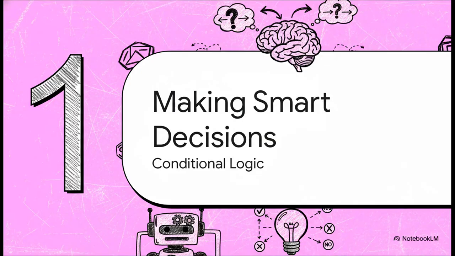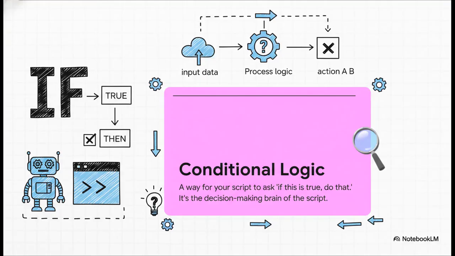So, to build our bot, the first thing we have to do is teach it how to think. We need to give it a brain so it can actually make choices on its own. And that brings us to our very first key concept. The way we do that is with something called conditional logic. It sounds fancy, but it's really as simple as it sounds. You're basically just telling the script, hey, if this one thing is true, then go ahead and do that action. This is literally how we give our script the ability to react to different situations. It's the brain of the operation.